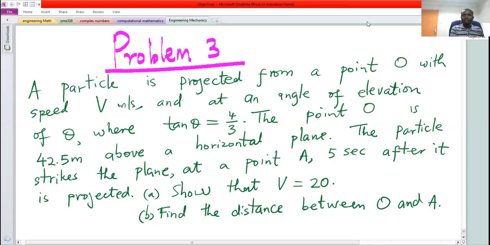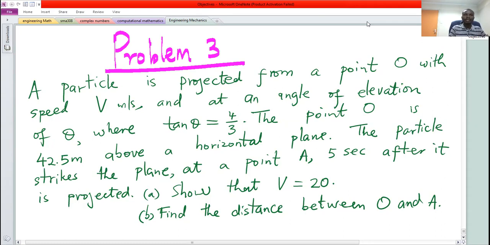Welcome to this session. In this session, we are going to do another example on projectiles. So the problem reads: a particle is projected from a point O with speed v meters per second and at an angle of elevation of theta, where tan theta is 4/3. The point O is 42.5 meters above the horizontal plane. The particle strikes the plane at a point A 5 seconds after it is projected.